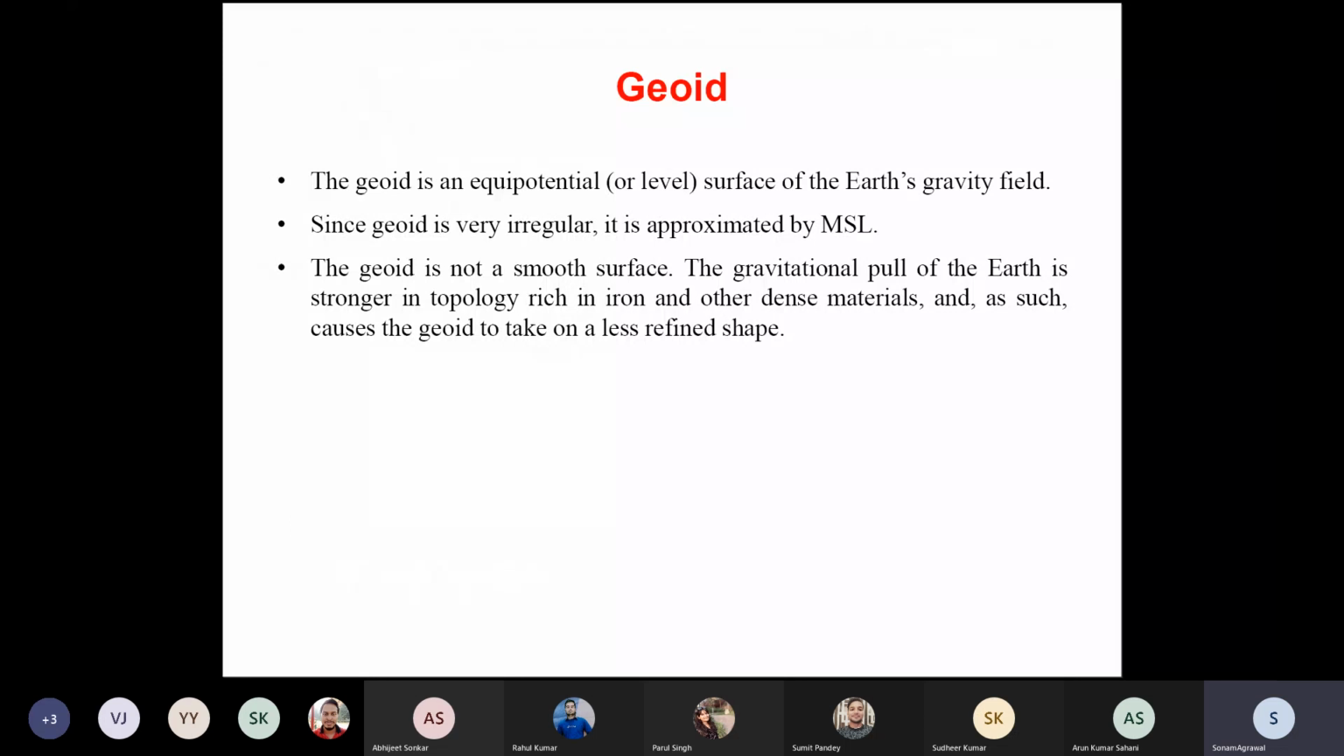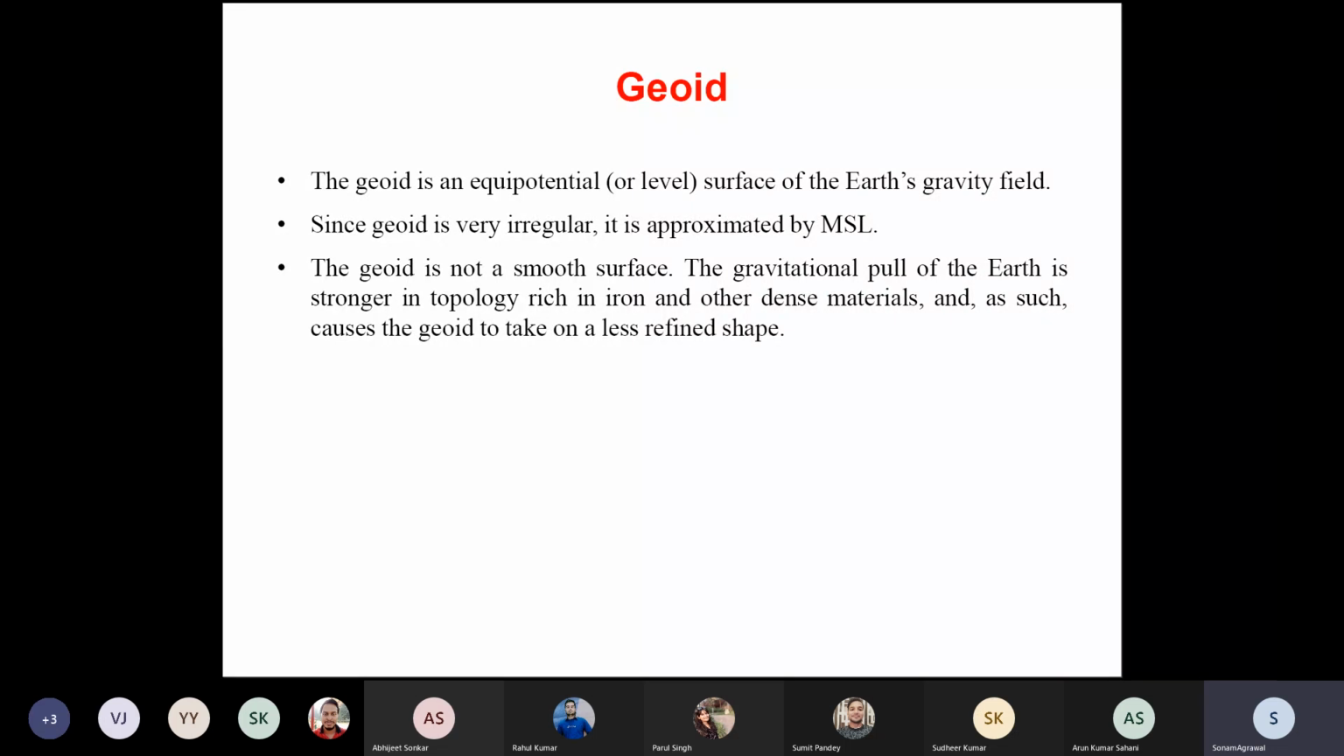Now, there is another term called geoid. What is geoid? The geoid is an equipotential surface of the Earth's gravity which coincides with the MSL. There can be several equipotential surfaces of the Earth's gravity, not a single one. But the equipotential surface that coincides with the MSL is taken as the geoid.